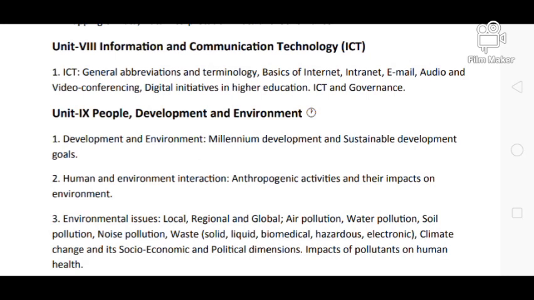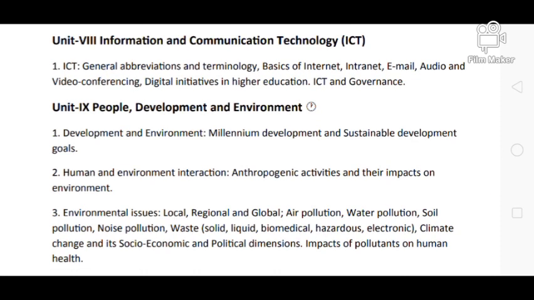Now let us see Unit 8, information and communication technology, ICT. Here we have ICT. We have to know about the ICT basics. We have to know about the basics of ICT and its general abbreviations. Here we have general abbreviations and terminology, basics of internet, email, audio and video conferencing, digital initiatives in higher education, ICT and governance. We have to know all about this.